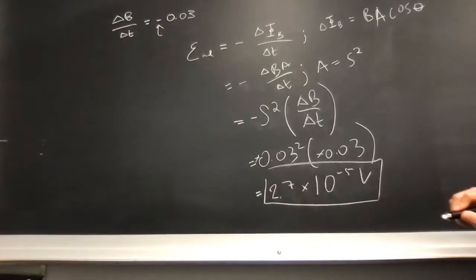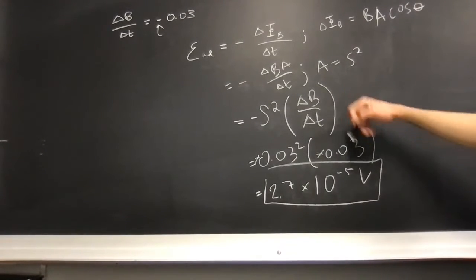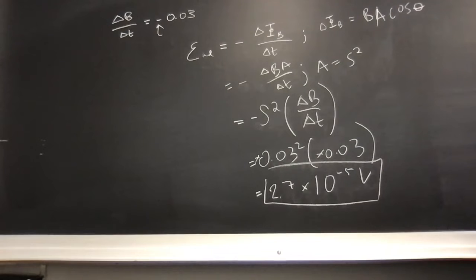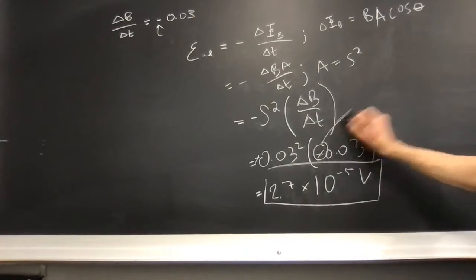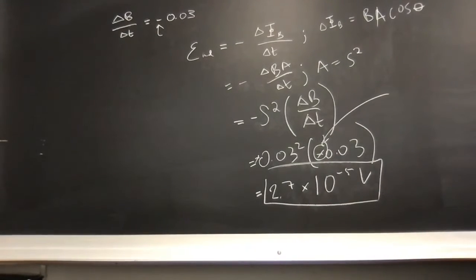The big thing here is that we're working with this delta B over delta T that's given, and we're just going to cancel out the negatives. The negative exists previously because we're told that it's decreasing. Okay, at this point, let's move on to part B.